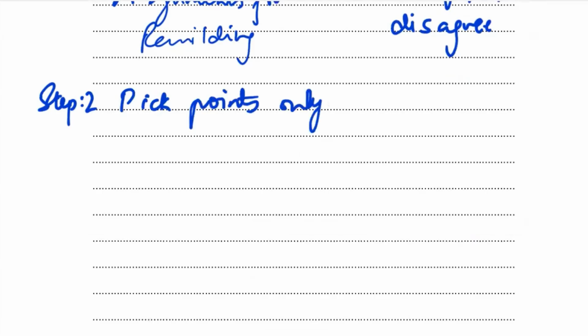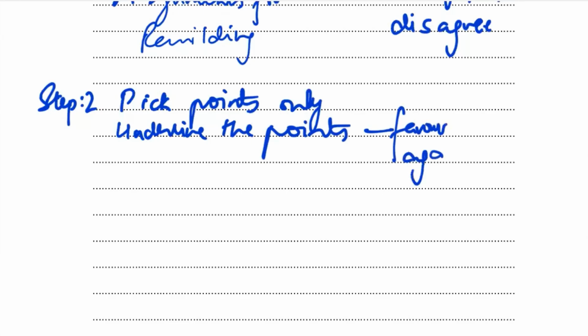Step two is that you have to pick points only. If you feel like you can't do the summary without picking the points, then another tip for you is to underline the points, first those in favor of it and then those against it. Underline from the text, guys. Please don't skip underlining, because then you can easily transform those words into your own wordings.